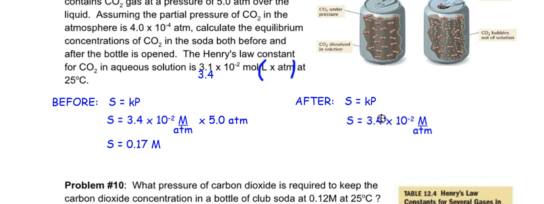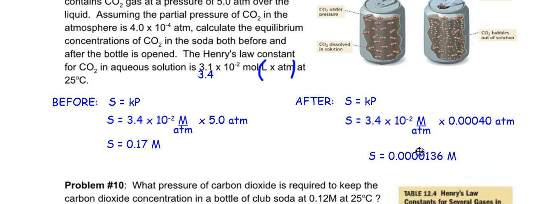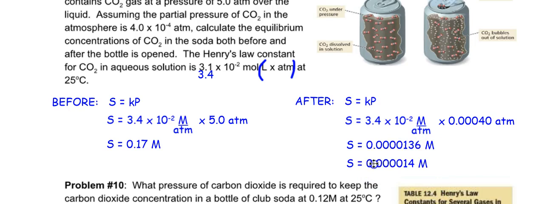So solubility is equal to that constant, but what's the pressure of the carbon dioxide above the liquid? I believe it's 4 times 10 to the negative fourth. I converted that into regular notation. I still kept 2 sig figs though. When I get my calculator going here, the calculator gives me 3 sig figs, so I just rewrote it as 2 sig figs. Does this make sense?